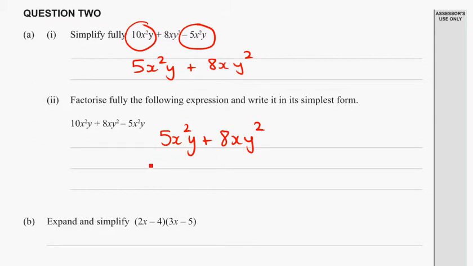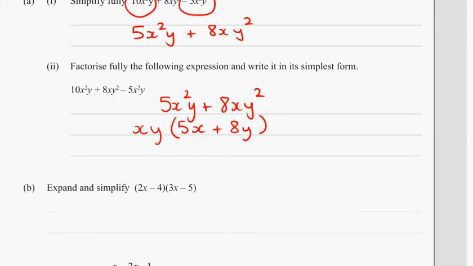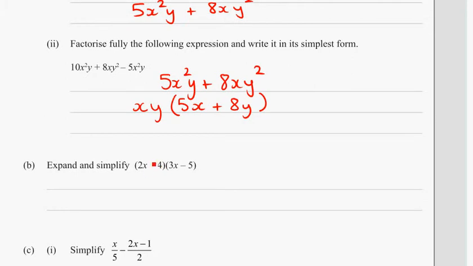So both terms have an x, both terms have a y, leaving me with 5x plus 8y. So just check 5x squared y plus 8xy squared. Expand and simplify.